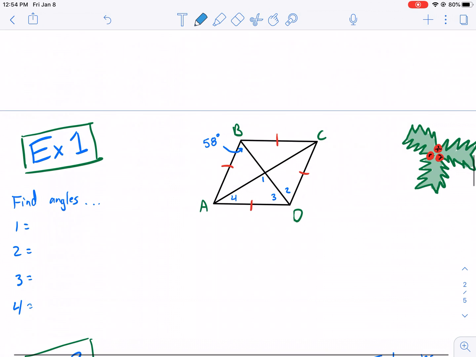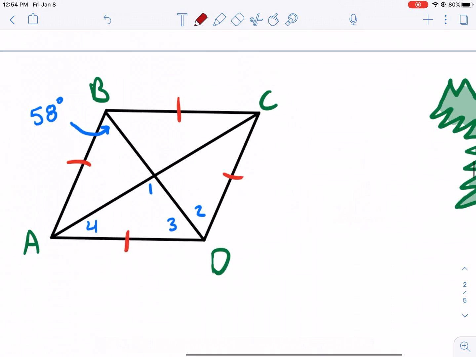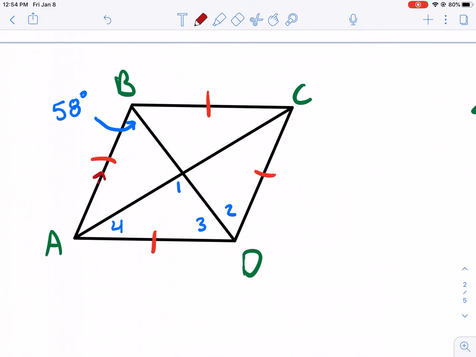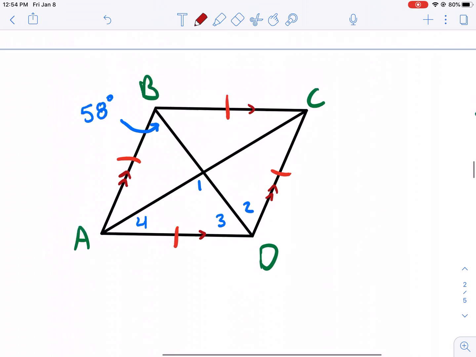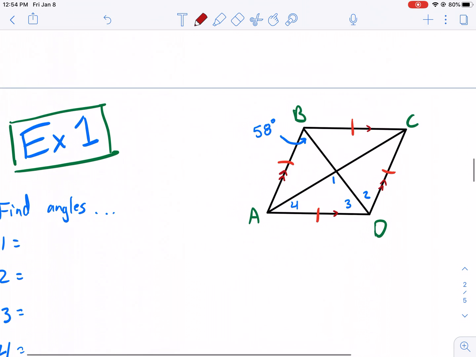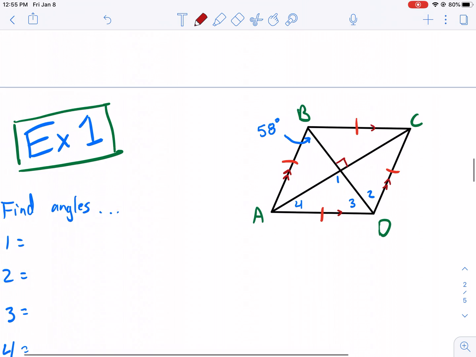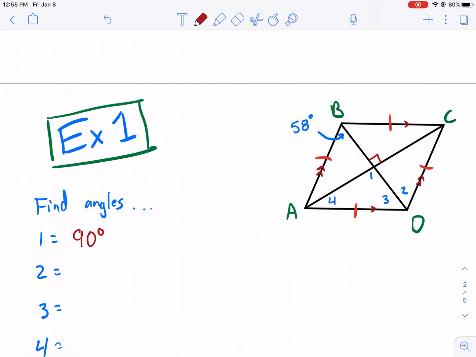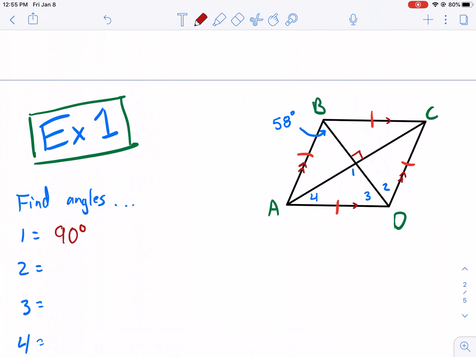So in example 1, we're asked to find angles 1, 2, 3, and 4. The first one you should start with, if this is a rhombus, and you know it's a rhombus because it's a parallelogram, really we should have these little parallel signs in here. But if it is a rhombus, then we know angle 1 is going to be 90 degrees because we know that rhombuses have diagonals that meet at perpendicular angles, at 90-degree angles. They are perpendicular to each other. So the first one is 90. So we're going to write in 90 here.